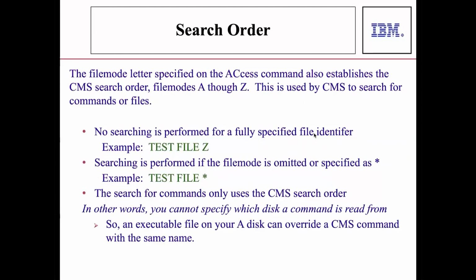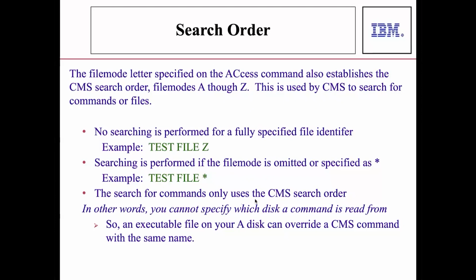So here's the search order. As you might imagine, alphabetic file modes imply an order. So it creates a search order, A through Z, alphabetic, and that's how CMS, if it needs to, will search for commands or files. So if you specify a fully qualified file identifier, test files Z, there's no searching needed. I know exactly what I'm looking for. If it doesn't exist, it's going to tell you it doesn't exist. But if I use an asterisk as a wildcard, or maybe I can leave it off in some commands, I can not specify it at all, then it finds the first one. So it goes down through the search order, whatever disks are accessed, and looks for this file, as I was showing you on the previous page, and it'll find the first one, basically.